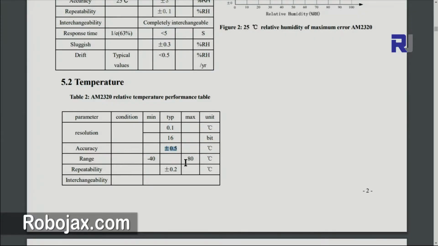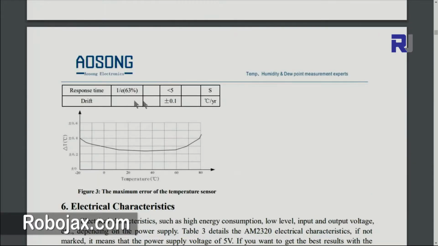The range that this can show is from minus 40 to plus 80 degrees Celsius, and the drift is 0.1 degrees Celsius per year.